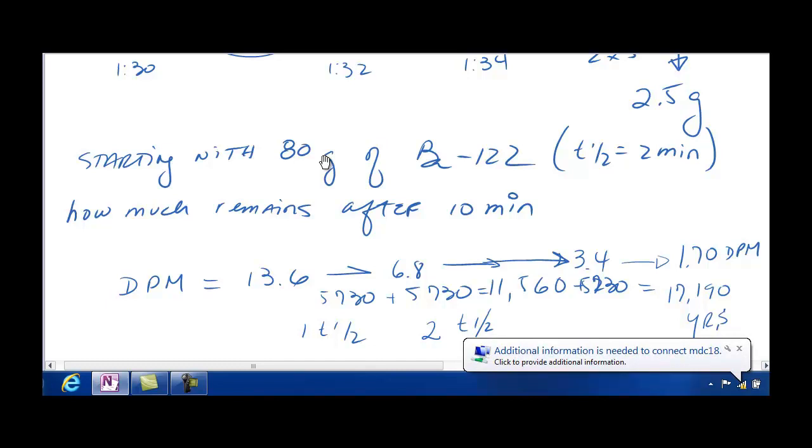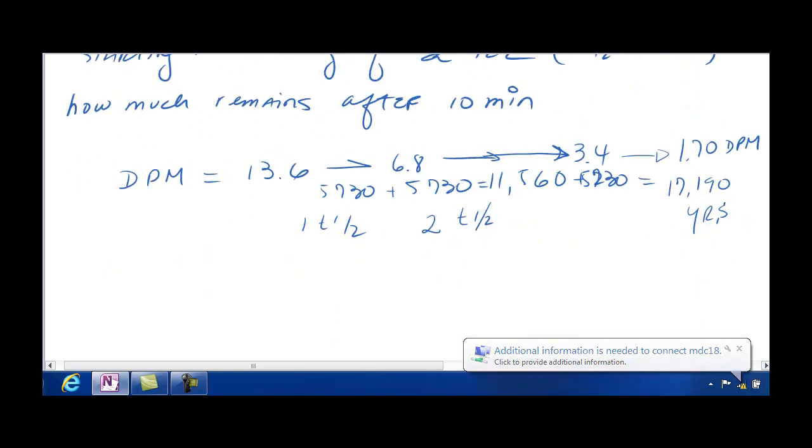Okay, let's do example D. So do we have to memorize 13.6 disintegrations per minute per gram? No. You need to know the concept, because I will ask you the concept forward and backwards and inside out. Let's just do one more.